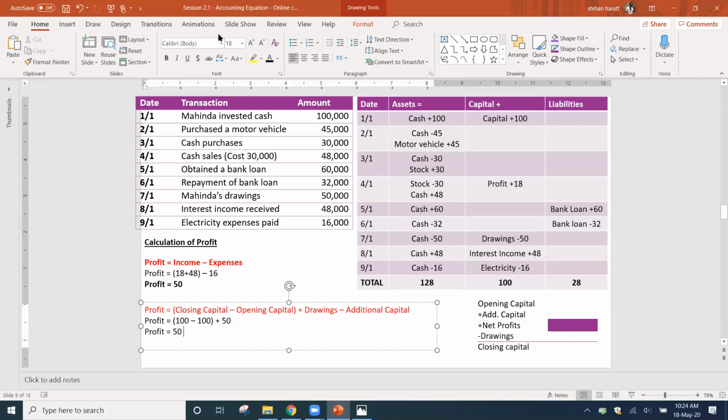The reason to use this equation, that is important. Why are we using the capital equation? Mainly we study a chapter called incomplete records. That means businesses don't maintain a proper set of books. If they don't maintain a proper set of books, then it is very difficult for them to identify the profit.